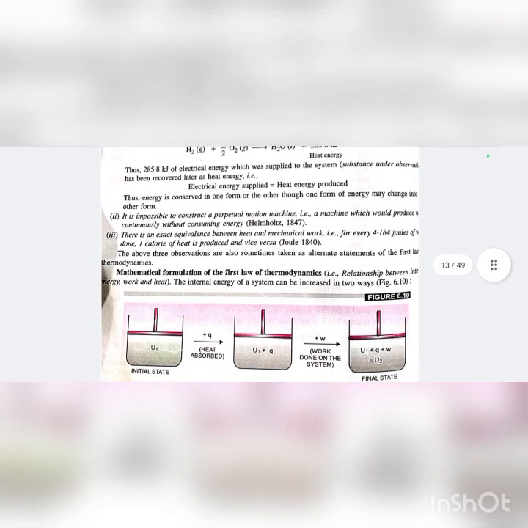Energy is conserved, though one form of energy may be changed into another form. It is impossible to construct a perpetual motion machine, that is, a machine which produces work continuously without consuming energy.